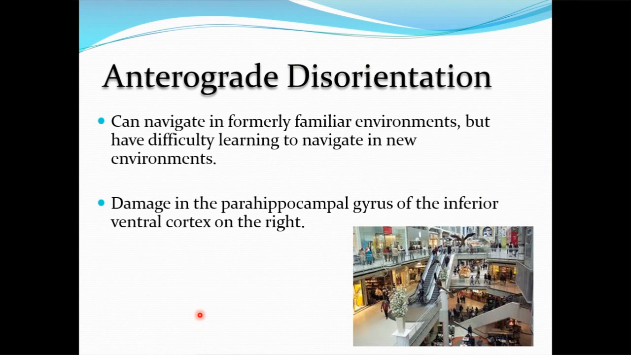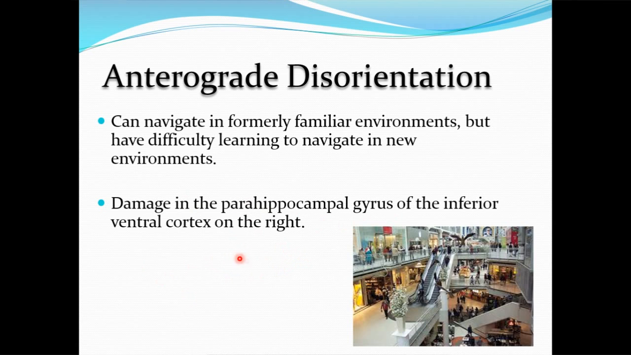Anterograde disorientation is where a person can navigate in formerly familiar environments, but they have difficulty learning to navigate in new environments. So you might have a person, for example, who has moved house. They could find their way around their old house perfectly well, but now they're in the new house, they can't. Or they used to go to their shopping center, and they happily go shopping and do their groceries, but the moment they go to a new shopping center or that shopping center has been renovated significantly, they struggle to find their way. And damage in the parahippocampal gyrus, or the inferior ventral cortex on the right, is responsible for that.